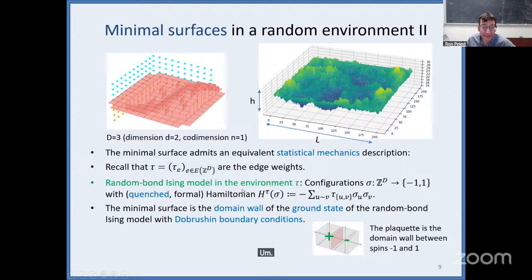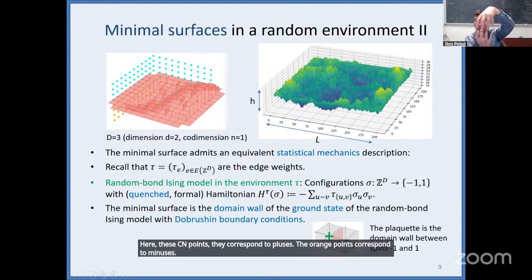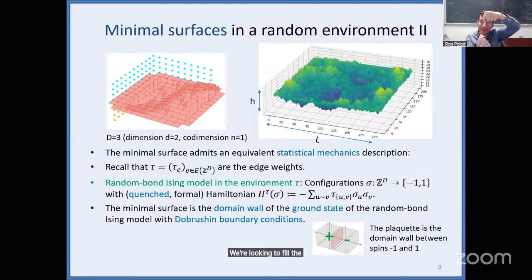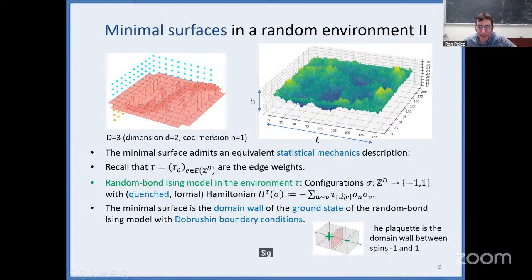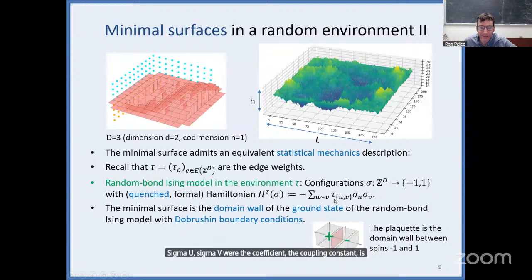We should think that what we have is an Ising model. Here, these cyan points correspond to pluses. The orange points correspond to minuses. We're looking to fill the box with pluses and minuses in a way that minimizes the Hamiltonian sigma u, sigma v, where the coefficient, the coupling constant, is the edge weight tau.